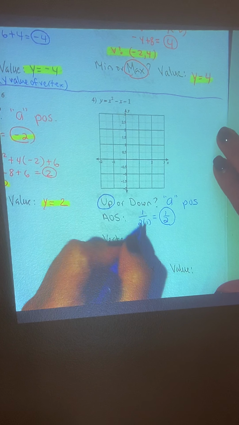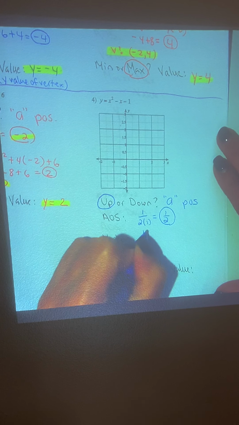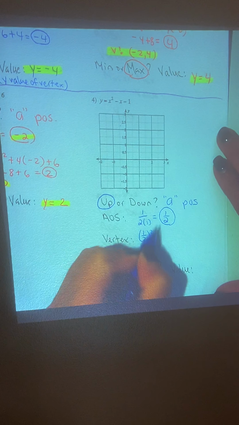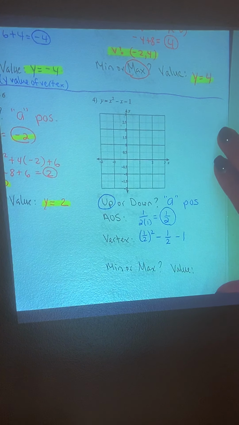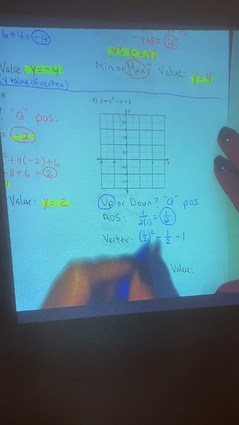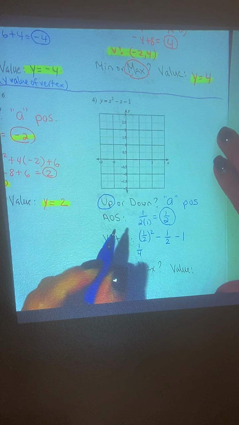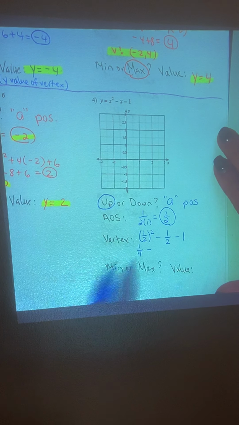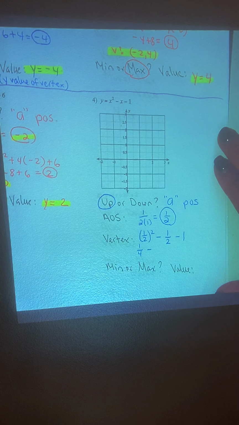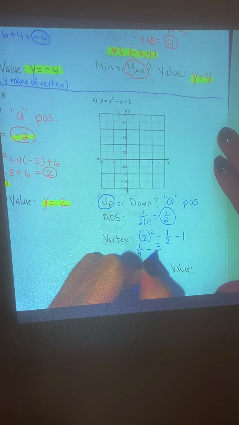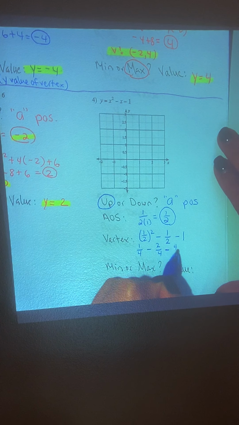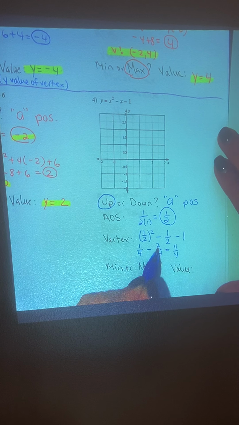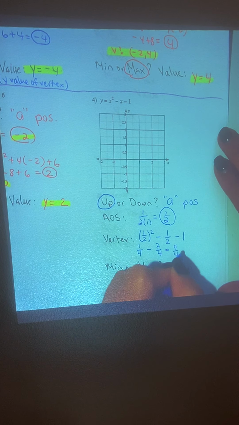Vertex. Plug it back in. So 1/2 squared minus 1/2 minus 1. Okay? 1/2 squared is 1/4 minus 1/2. Well, what's 1/2 in terms of fourths? 2/4. Minus, what's 1 in terms of fourths? 4/4. 1 minus 2 is negative 1. Negative 1 minus 4 is negative 5.